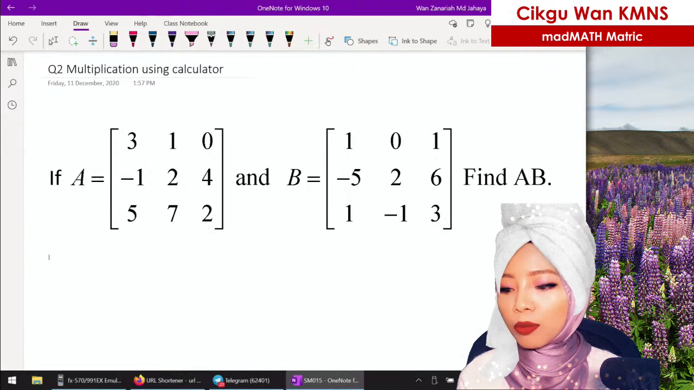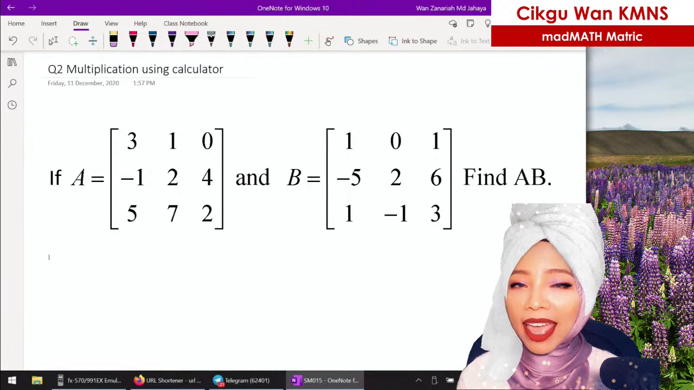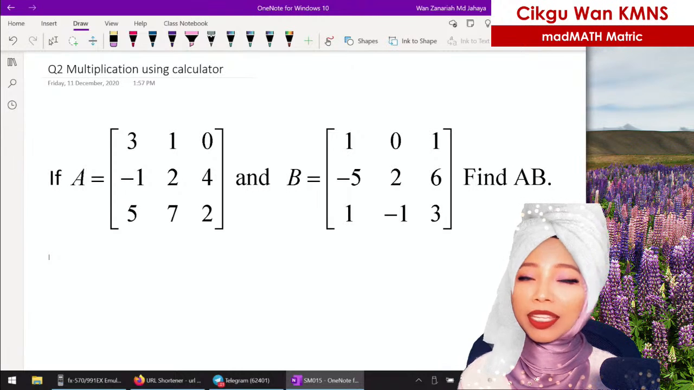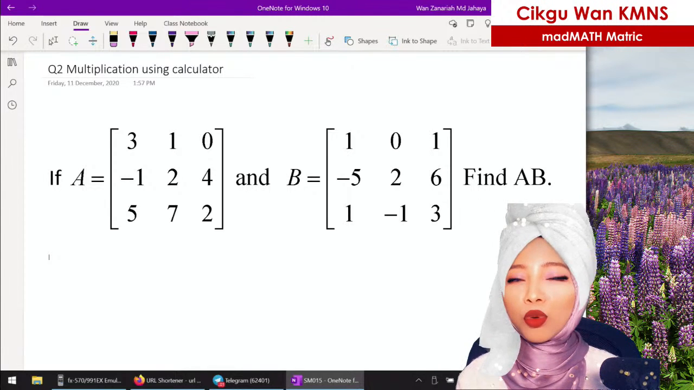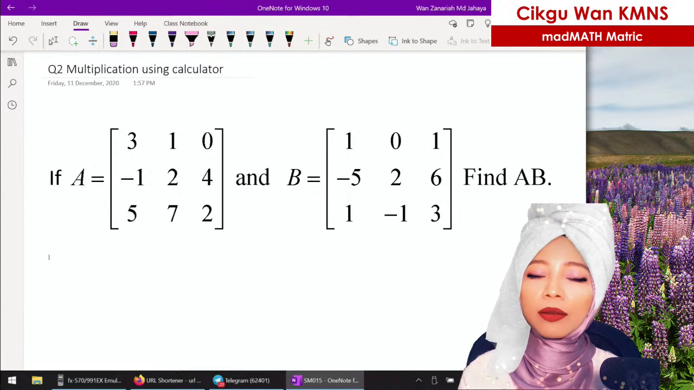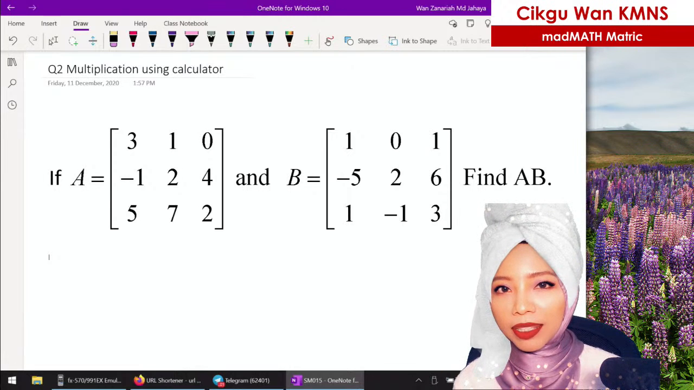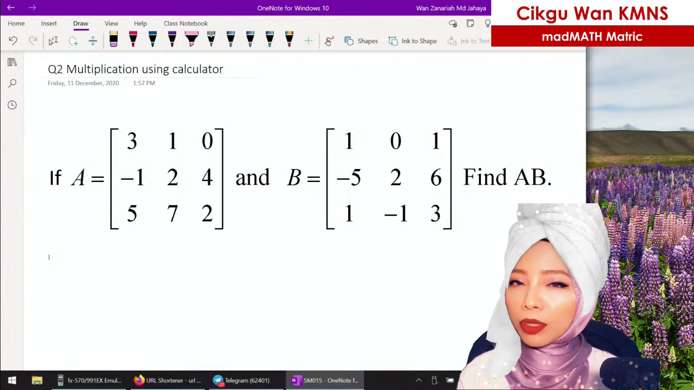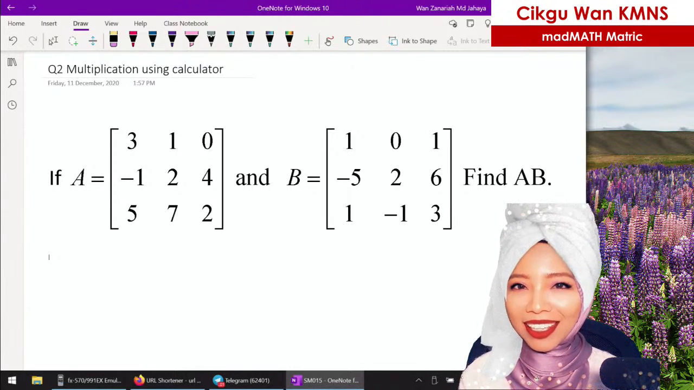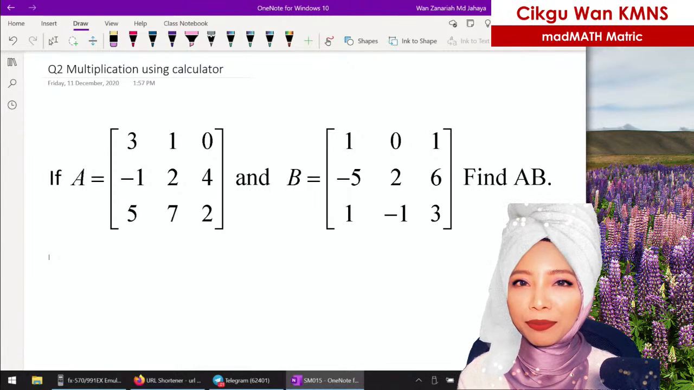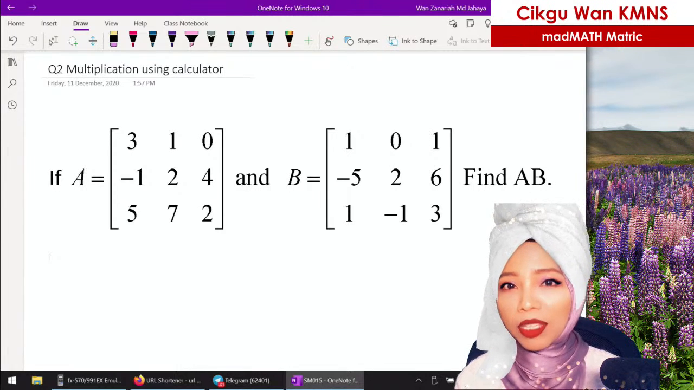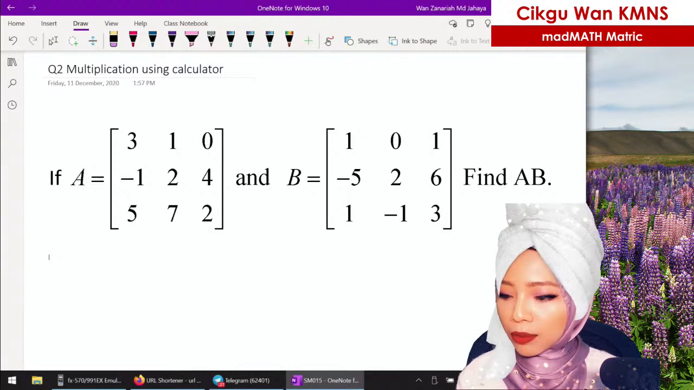And then next, you must be able to add and subtract when given two or more matrices. Okay, mesti tahu nak tambah, nak tolak matrices, and then you have to be able to multiply the matrices, if given a 2 times 2 matrix or 3 times 3 matrix.